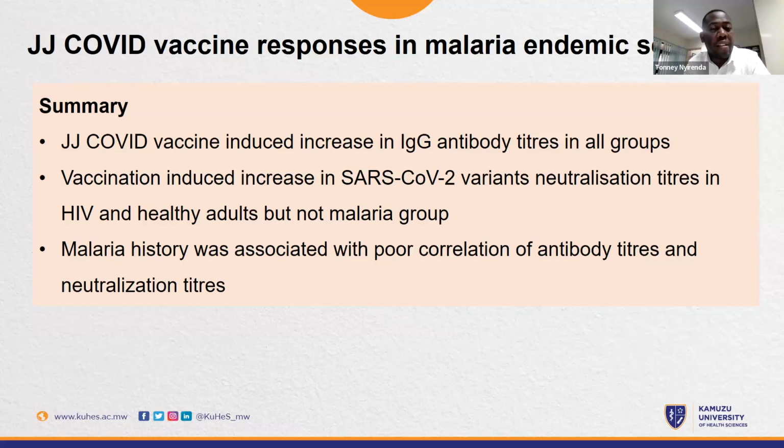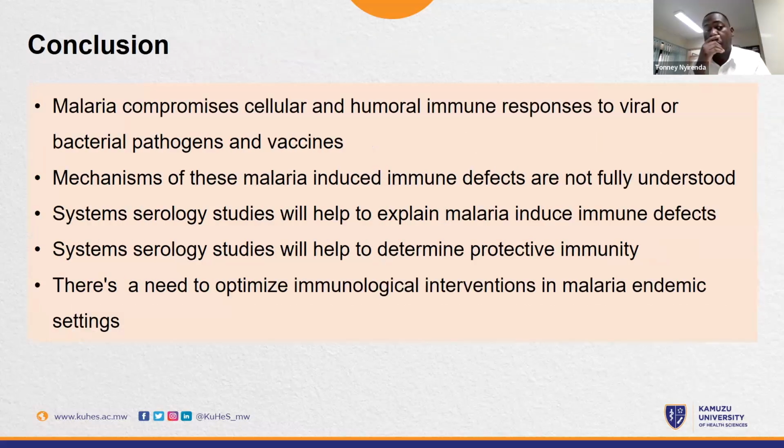Vaccination induced an increase in the neutralization titers in the healthy as well as HIV infected individuals, but not in the malaria group. We observed that the malaria history was associated with poor correlation in antibody titers and neutralization titers in this case. So in conclusion, malaria compromises cellular as well as humoral responses to viral as well as bacterial pathogens and vaccines.